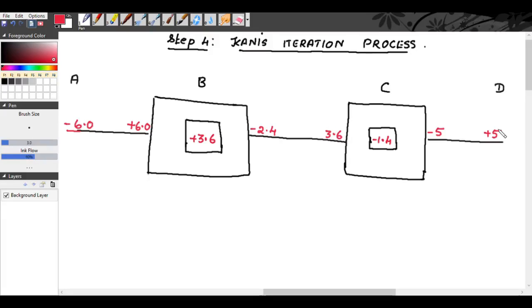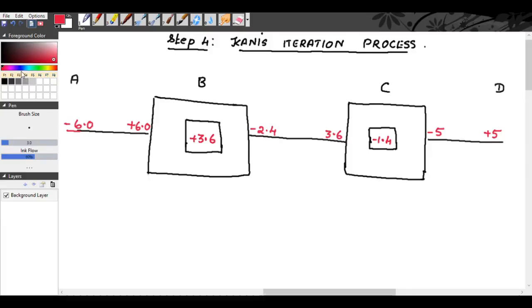Okay. Now we have to write the rotation factor. Whatever we have found in the first 3 steps, you have to write it inside the Kani's iteration process. So here we are writing the restrained moments. First of all, you write the restrained moments inside the smaller box. Then write the fixed end moments. After this, we are going to write the rotation factor.